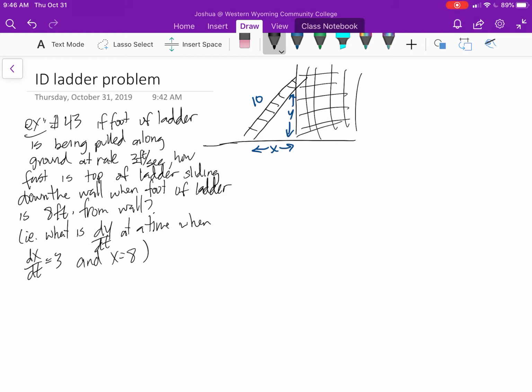Okay, next we're looking at this famous ladder problem here. I know this is a business calc, but we have had some other problems that just kind of bring in what we are doing. This problem shows up in every calc class when you're doing related rates and first learning implicit differentiation. So let's take a look here.